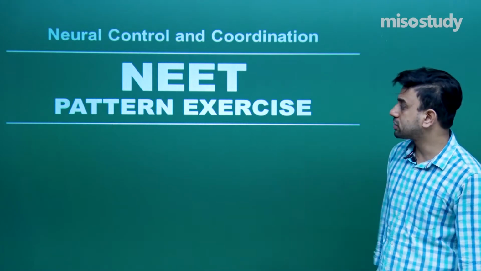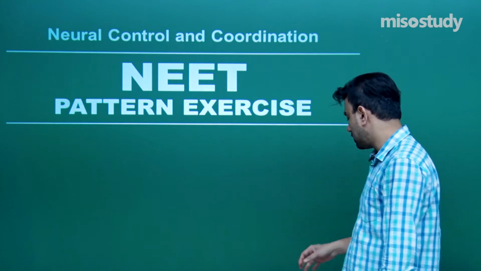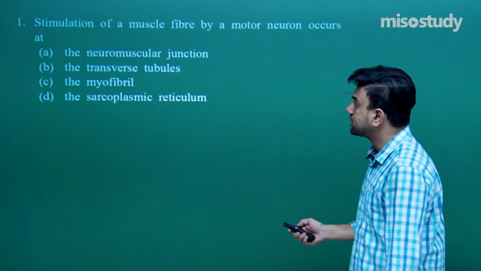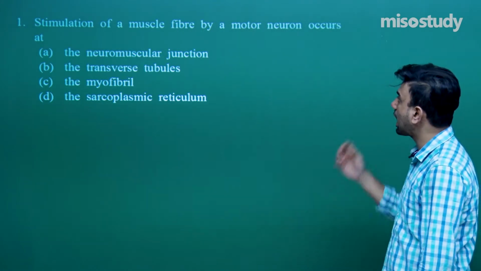Today we are going to discuss the NEET pattern exercise for the neural control and coordination chapter. Let us start from the first question. Stimulation of a muscle fiber by a motor neuron occurs at?